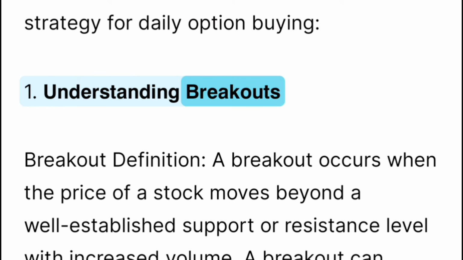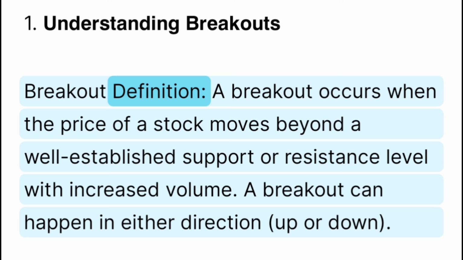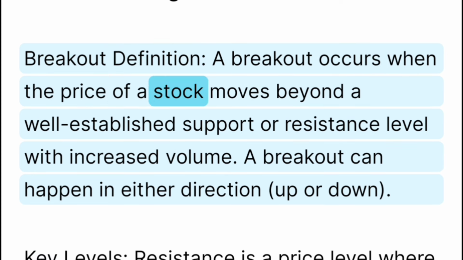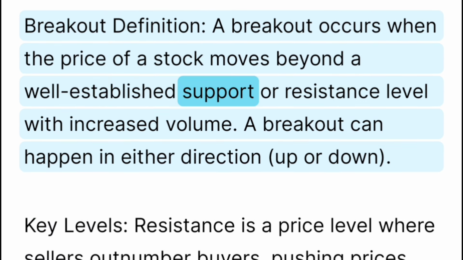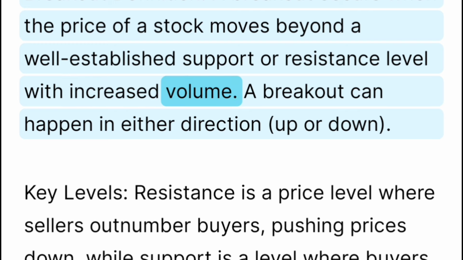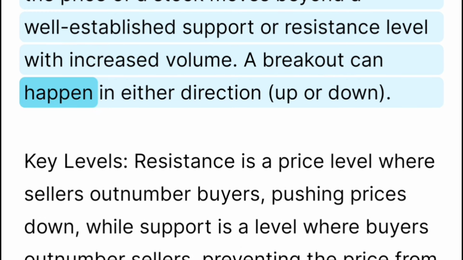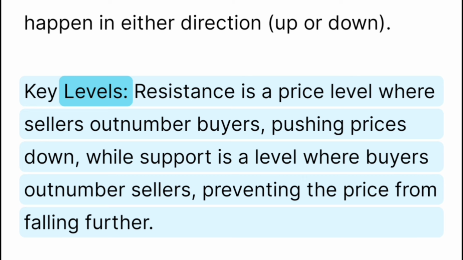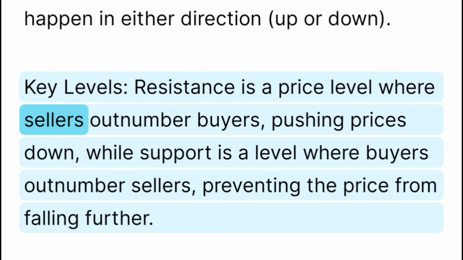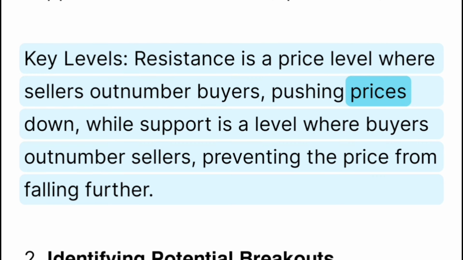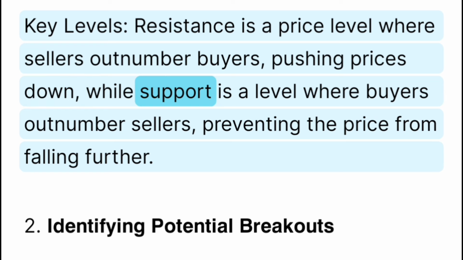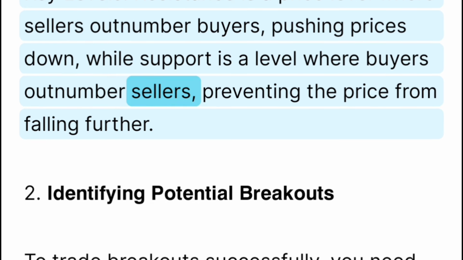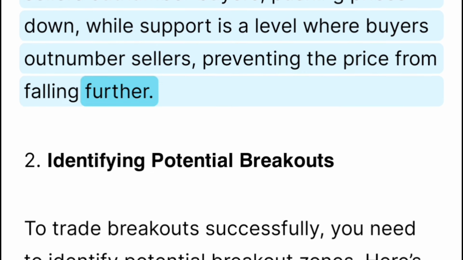Understanding breakouts. Breakout definition: a breakout occurs when the price of a stock moves beyond a well-established support or resistance level with increased volume. A breakout can happen in either direction, up or down. Key levels: resistance is a price level where sellers outnumber buyers, pushing prices down, while support is a level where buyers outnumber sellers, preventing the price from falling further.